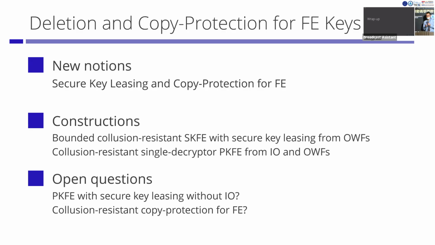Let me summarize my talk. In this work, we presented the new notions for functional encryption: FE with secure key releasing, and single decryptor FE. We also proposed the bounded collision resistant secret key FE with secure key releasing from one-way functions. Although I omit the construction, we also propose the collision-resistant single decryptor public key functional encryption from indistinguishability obfuscation and one-way functions. That's it. Thank you for your attention.